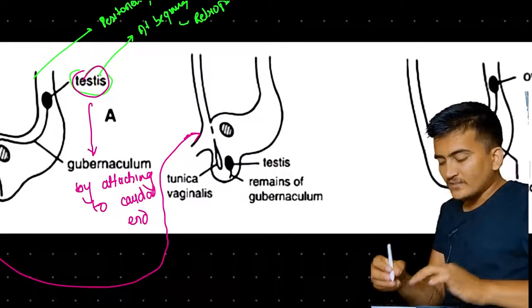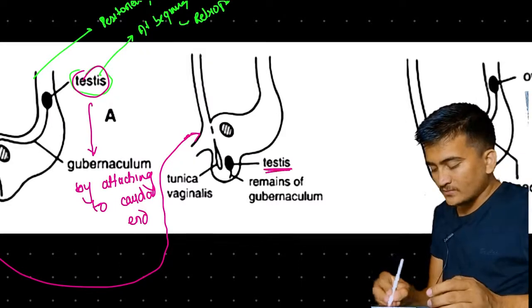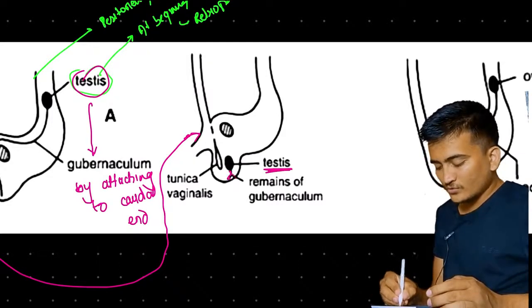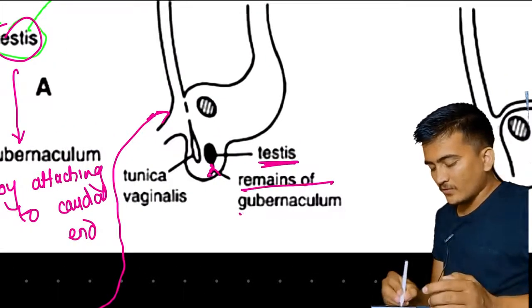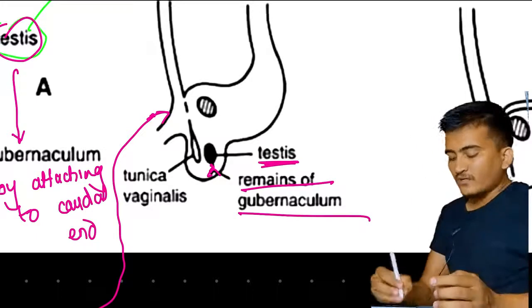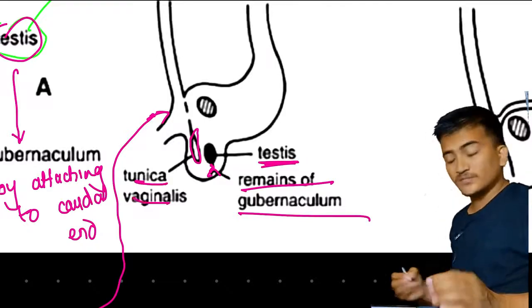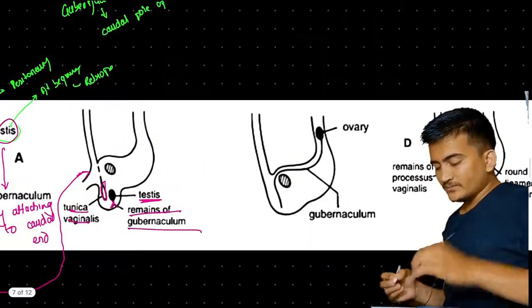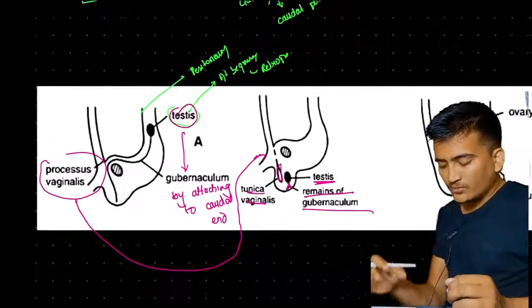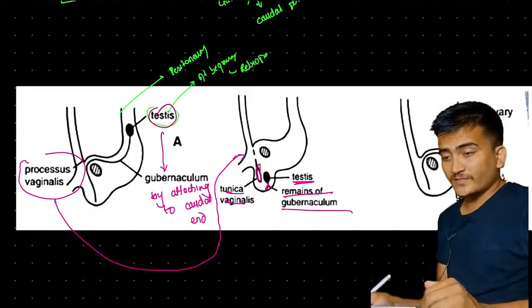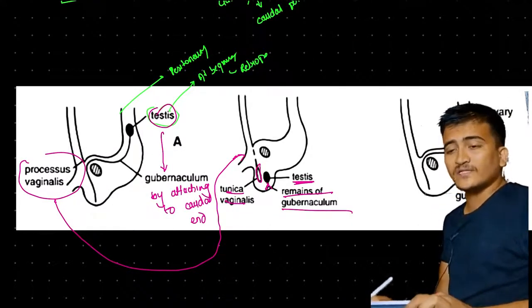You can see right here the testis has descended down, and this small structure, as you can see right here, is the remnant of the gubernaculum, and this testis is being surrounded by the tunica vaginalis, right? Okay, now this was about the descent of the testis.